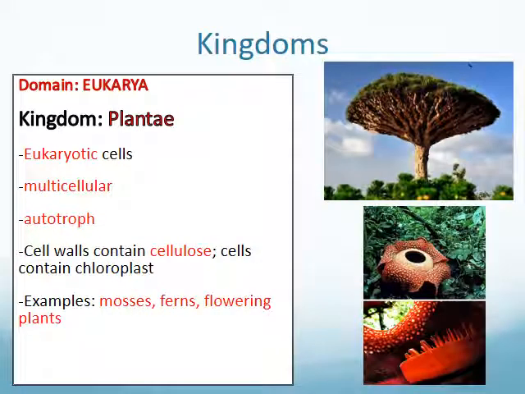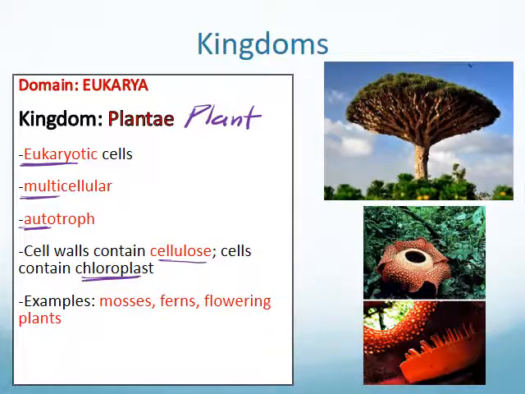Okay, now let's discuss kingdom Plantae, which is our plant kingdom. And again, we're dealing with eukaryotic cells. They are multicellular. Now these guys are autotrophs, so that means they're going to have chloroplasts in them because they have to make their own food using the sun. Their cell walls, unlike the other organisms, contain cellulose, and you've got a huge variety to choose from. Mosses and ferns or flowering plants are all examples of plants in the plant kingdom.